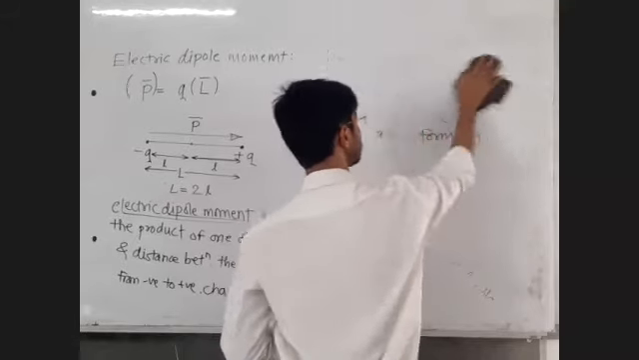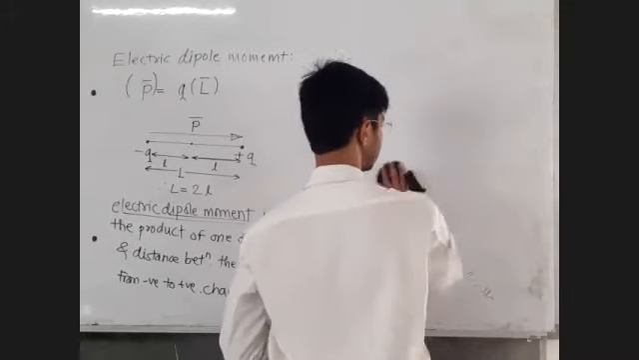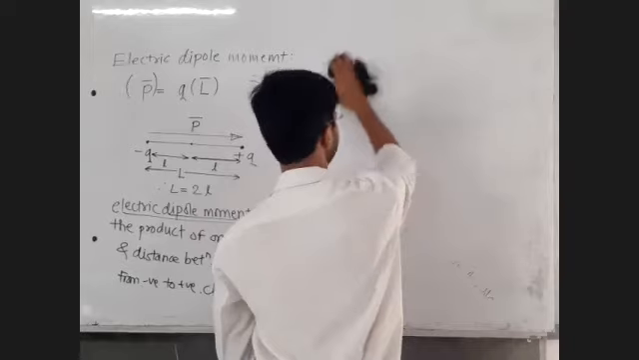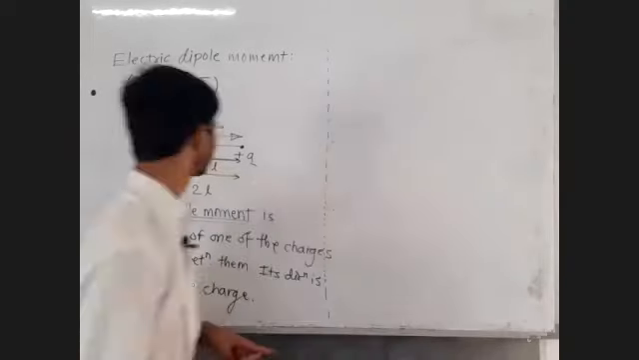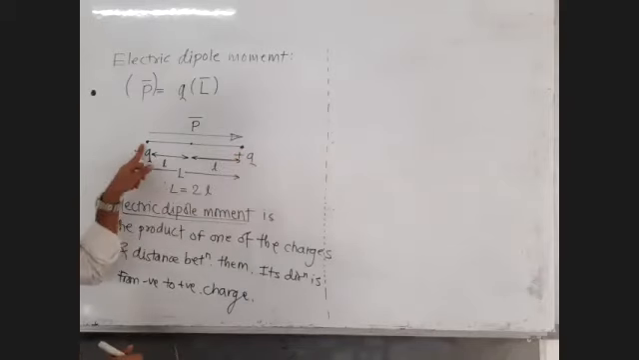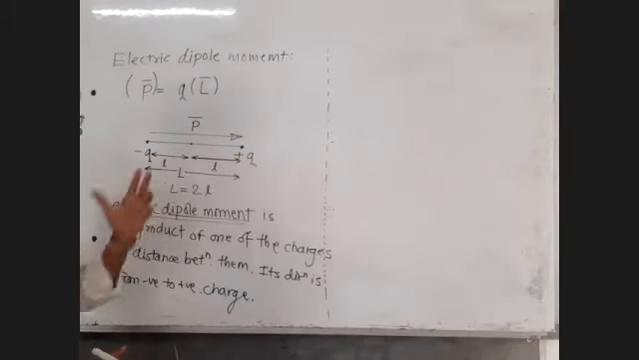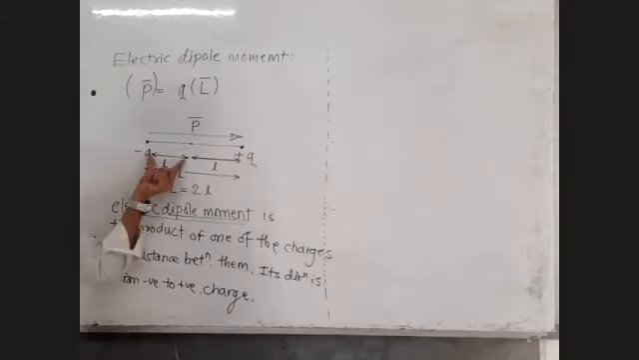आपल्याला point charge मुळे electric field काढता येते. We can find out the electric field due to the point charge. Now we have to find out the electric field due to 2 point charges. One is positive charge, another is negative charge, and the distance between them is capital L. Half distance is small l, remaining half distance is small l.